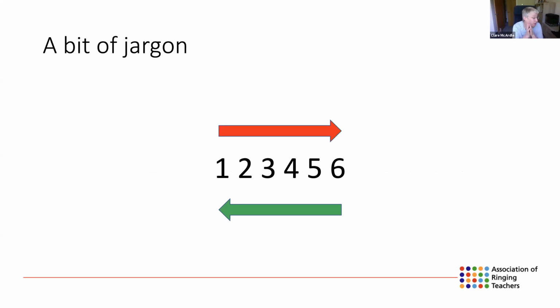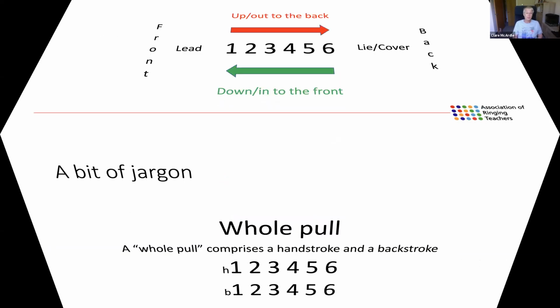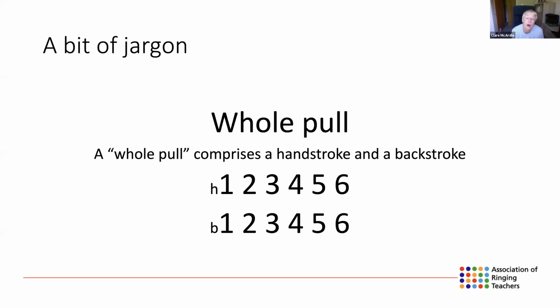Bells sound from the highest note, number 1, to the lowest note, number 6, in rounds. The bell at the front leads. The bell at the back is sometimes referred to as lying behind or covering. So bells move up or out to the back, or down or into the front. A whole pull comprises a hand stroke and a back stroke.